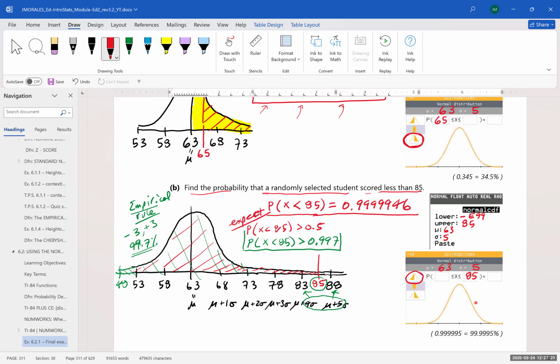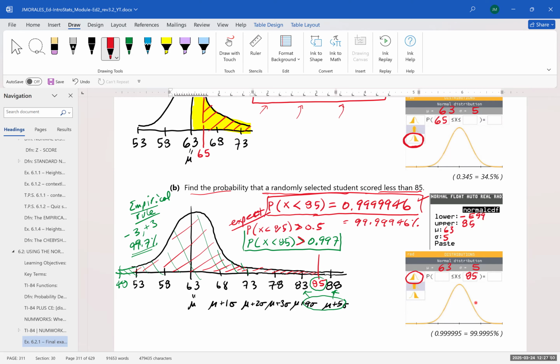Is this probability that we calculated what we expect? Yeah, we expected it to be greater than half, which it clearly is. And we even expected it to be greater than 0.997. And this is greater than 0.997. In fact, this is 99.946%. That's a really large probability.